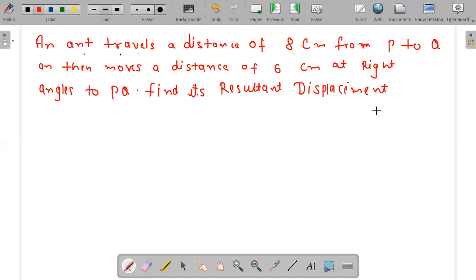So in this type of question, this is very easy question. Maybe sometimes we make mistake. So first of all, an end travels distance of 8 centimeter from P to Q. So I am drawing P to Q here. That is P and that is Q. This is P and this is Q, and difference between P to Q is 8 centimeter. Now it says that it moves a distance of 6 centimeter at right angles to PQ.